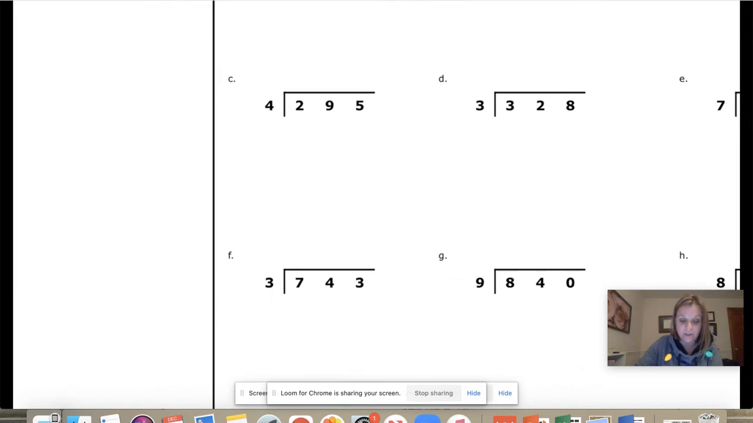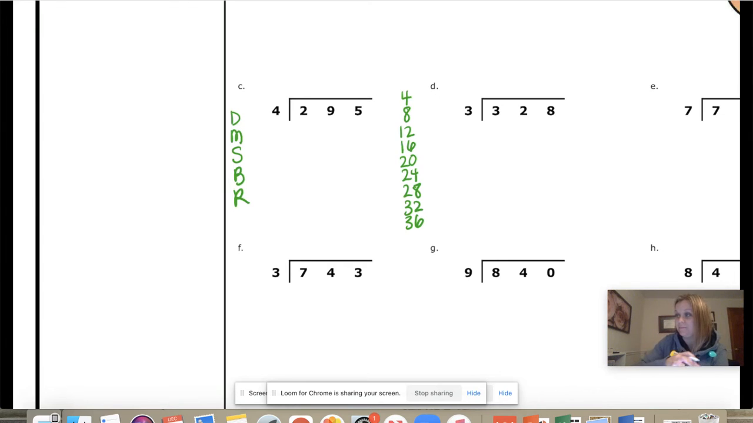And let's go here. All right, ready? Write your steps, write your multiples. Okay, so here are my steps. Here are my multiples. You ready? Let's go ahead and divide. If I have 2, can I take a group of 4 out of there? Nope. So put a 0 there.